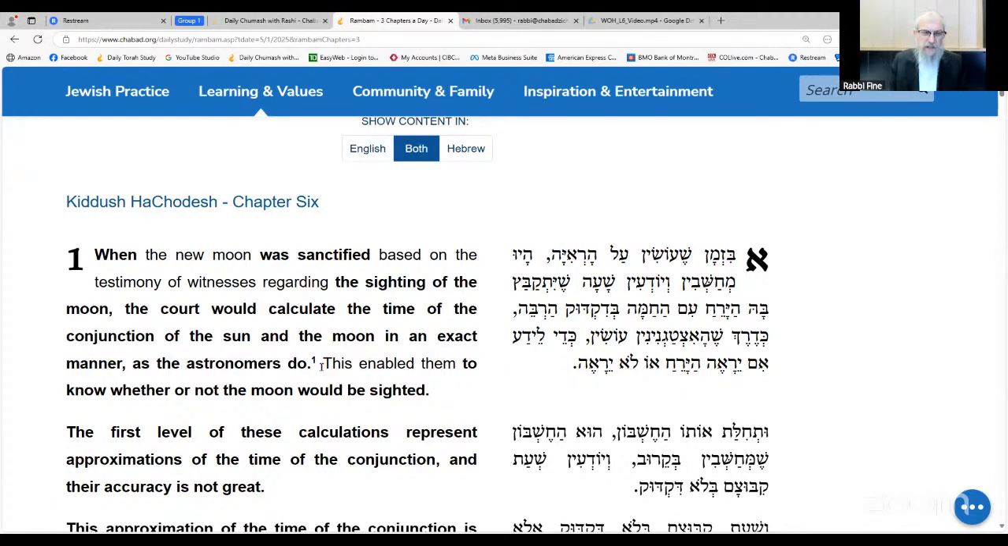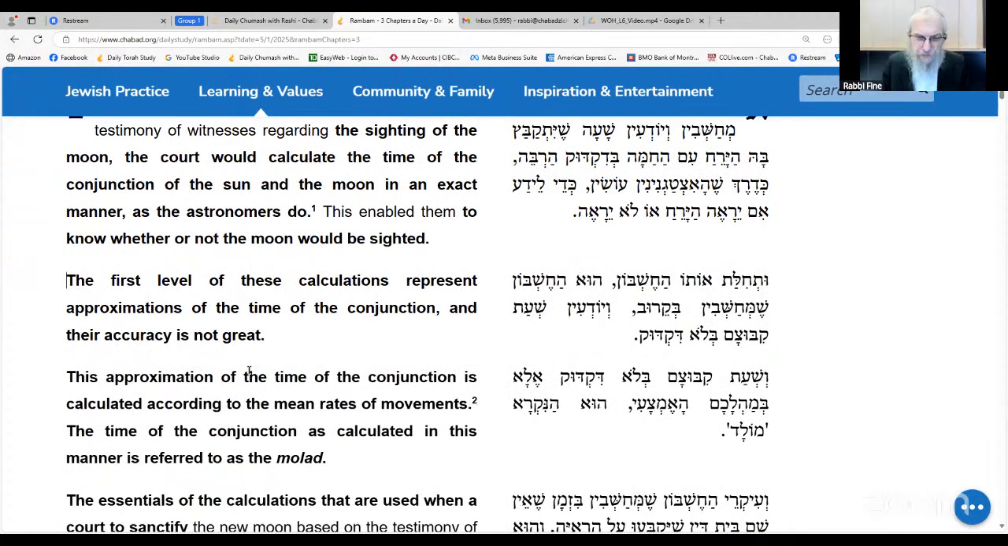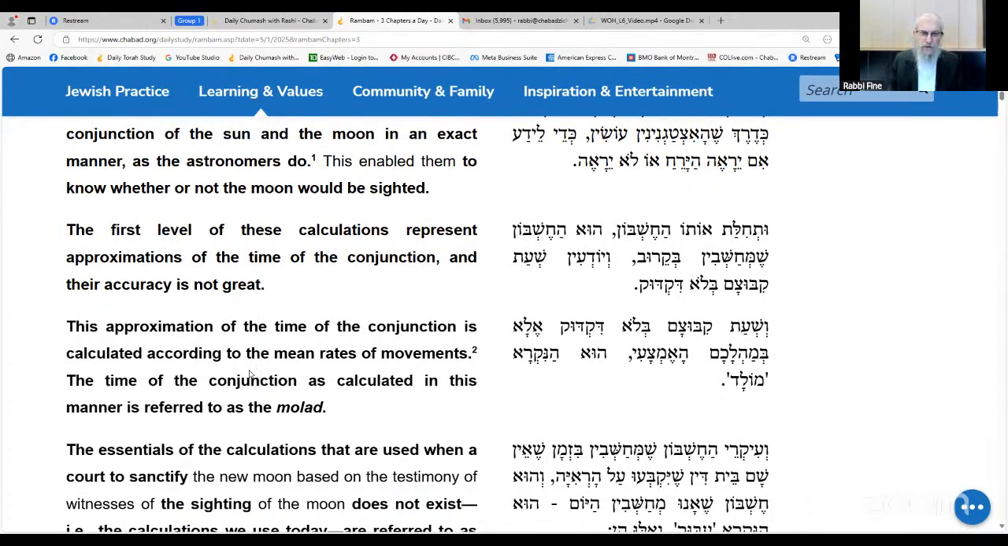When a new moon was sanctified based on testimony of witnesses regarding the sighting of the moon, the court would calculate the time of the conjunction of the sun and the moon in an exact manner, as astronomers do. This is one of the things that the rabbinic authorities of the Sanhedrin had to know. This enabled them to know whether or not the moon would be sighted. In other words, they had to know what is the reality, and then hear the witnesses and see if it was plausible.